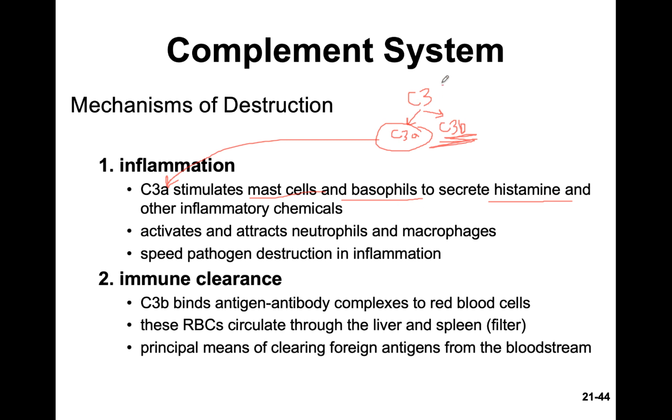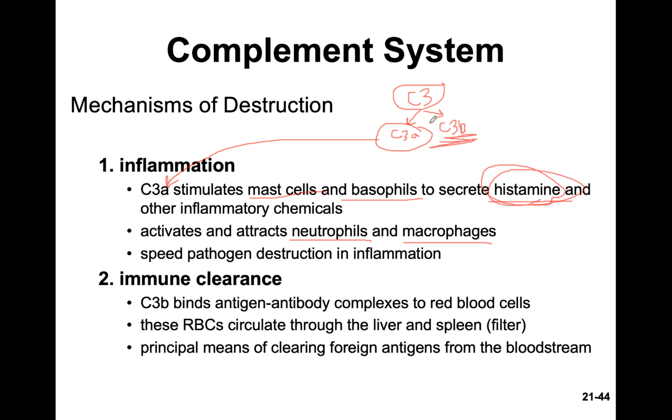So because you activated C3, C3 broke down into C3a and C3b. C3b is able to bind to bacterial membranes to create the MAC complexes. C3a is able to activate mast cells and basophils to secrete histamine, and this is the chemical that actually begins inflammation. So inflammation and histamines can activate and attract neutrophils and macrophages. Remember, both of these directly attack bacteria. And all of this will help destroy pathogens.